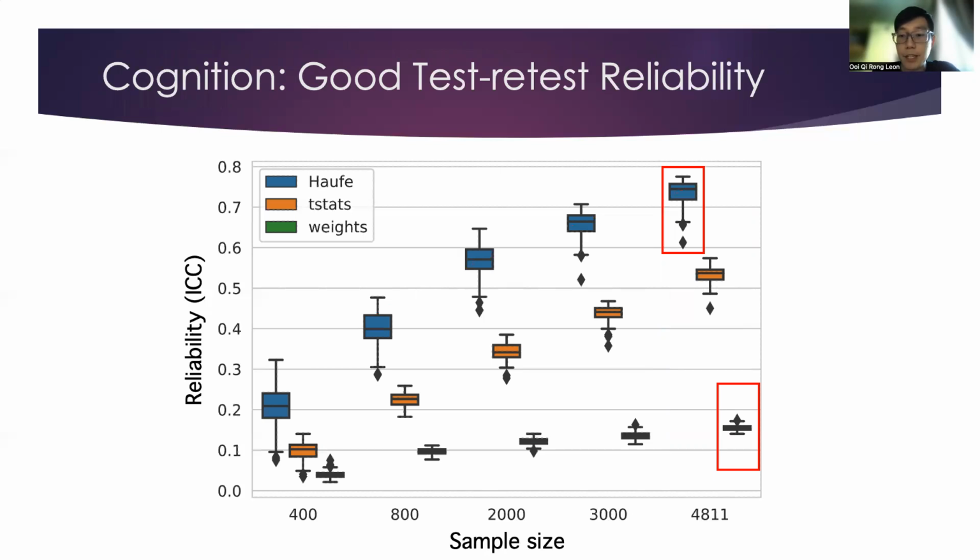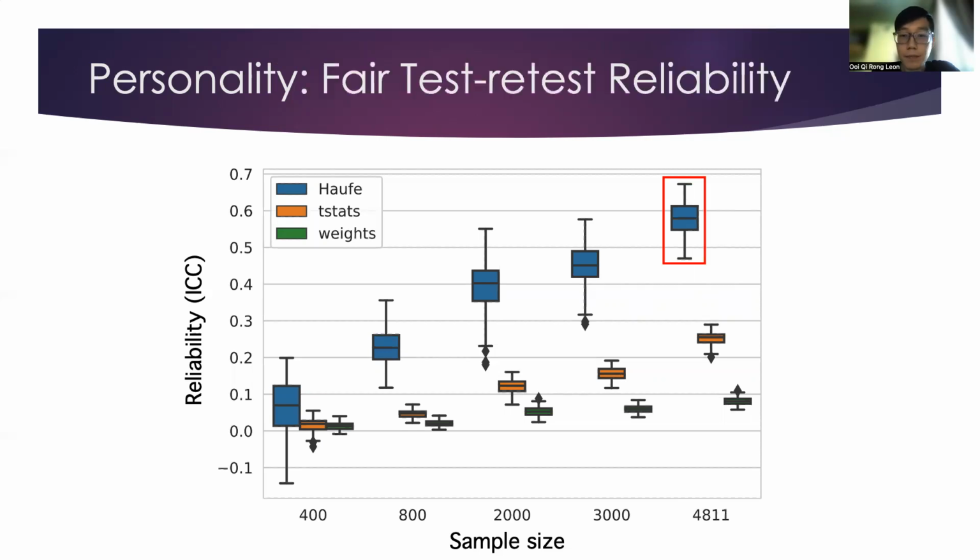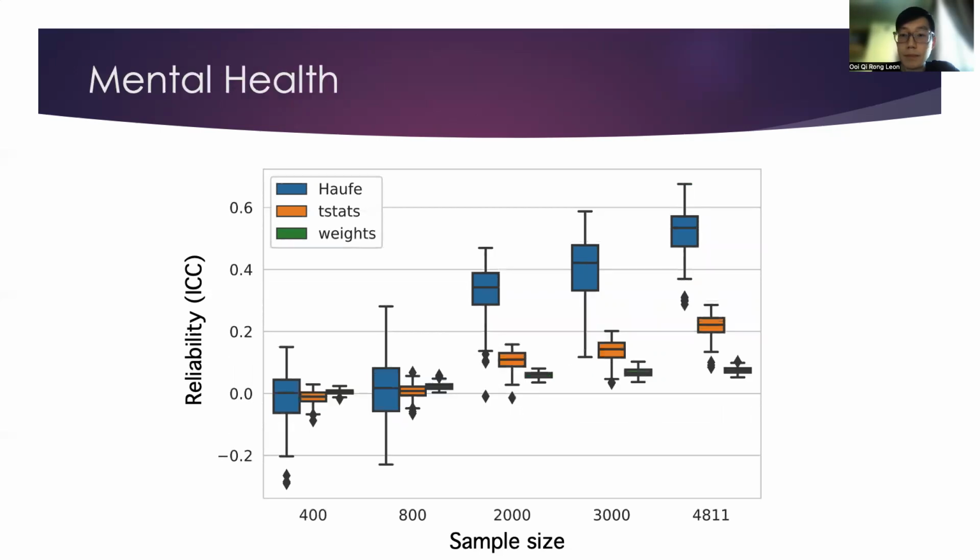In this study, we additionally look at two other aspects of behavior, personality and mental health. For the personality measures, we see a similar pattern. Number one, the reliability of feature importance always increases with sample size. And number two, Haufe is always the method with the highest test-retest reliability. However, for personality behaviors, the highest ICC is just above 0.5, which is considered a fair test-retest reliability.